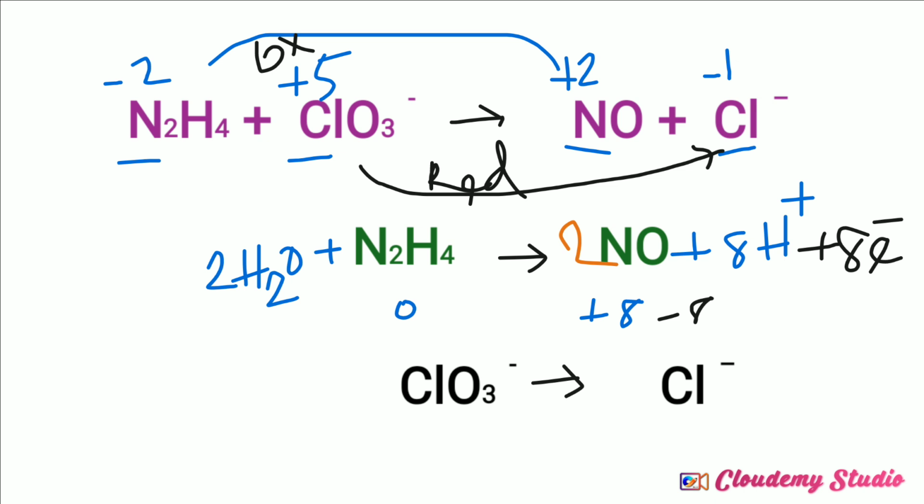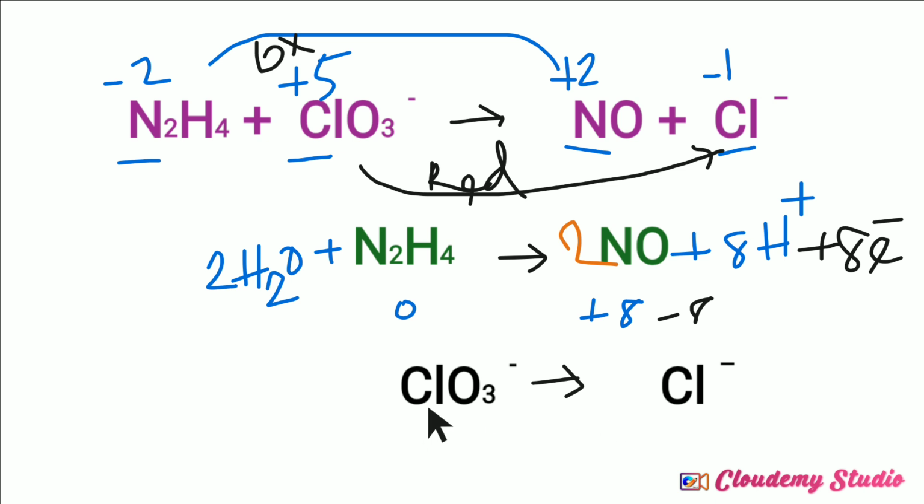This is the oxidation half reaction. In the oxidation half reaction, loss of electrons takes place. That loss of electrons needs to be mentioned on the right hand side of the equation. So now the oxidation half reaction we have balanced. Now we can come to the reduction half reaction.